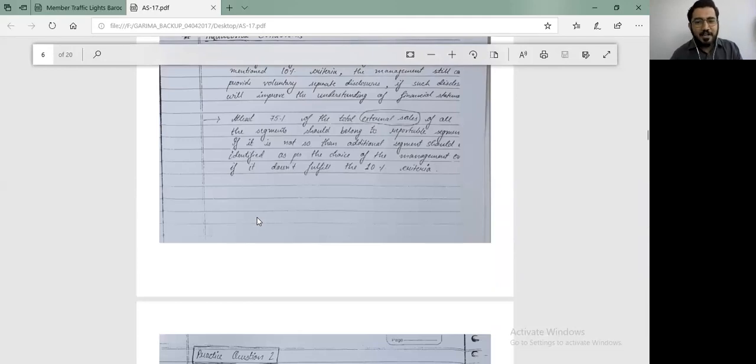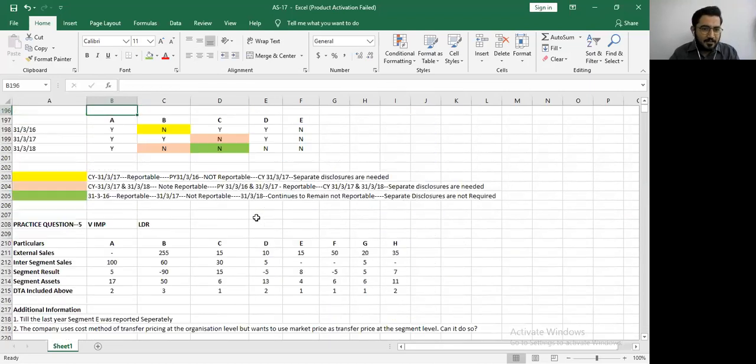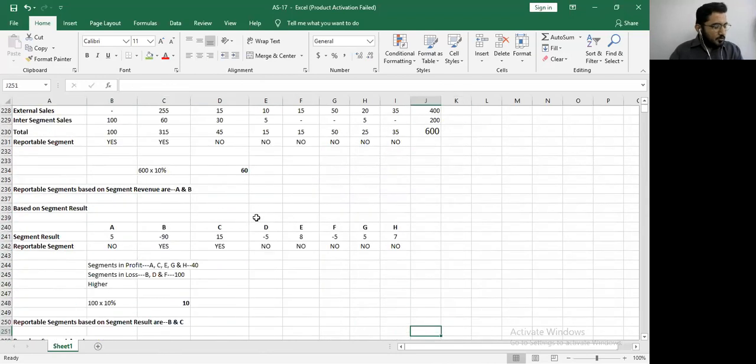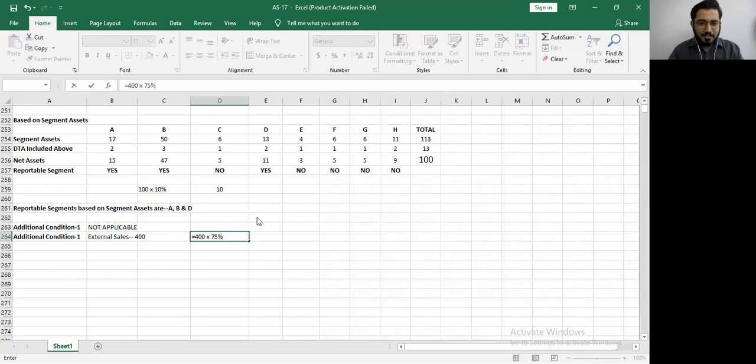Okay, let's check first the 75% of your external sales. Look at the question. External sales in the end, in the question, total is 400. So you have total external sales of 400. External sales is 400. Let's calculate 400 into 75%, which comes to 300. So your 75% of 400 comes to 300.